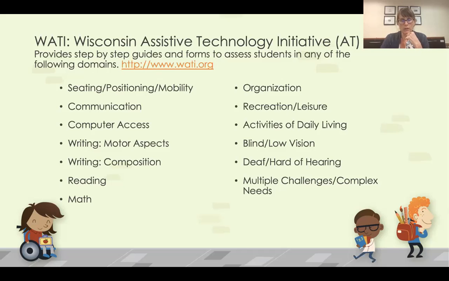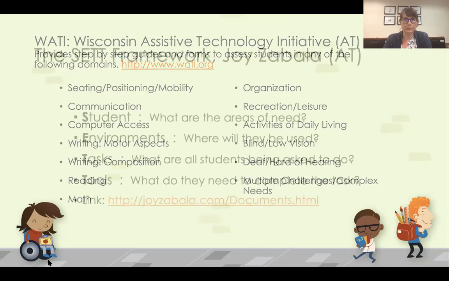For you, you would probably be looking more at the academic areas: writing, reading, math, organization, mostly that. Mod-severe teachers and the OTs and speech therapists will sometimes be working with seating and positioning and the multiple challenges and complex needs. Each of these areas has forms that give you ideas of what you have tried for the student, check yes or no, and give you some ideas of where to start. And you'll see later that what I've done with the assistive technology forms for SELPA is kind of mimic these areas in a shorter form.